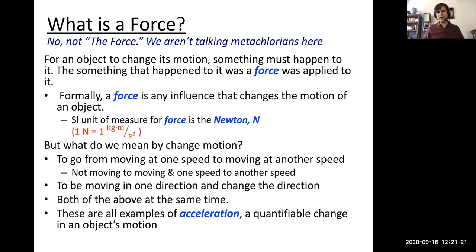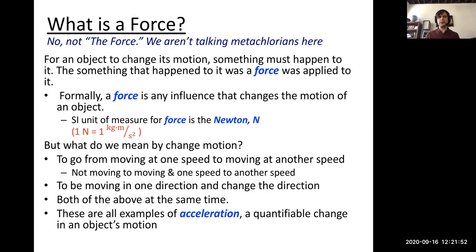So now that we know what a motion is, and we can describe it with terms like velocity and acceleration, all a force is, is something that changes motion. So any influence that changes the motion of an object, whether it's me batting a ball around, pushing on a ball, or throwing a ball up in the air, or if it's gravity, the force of gravity causing it to fall. So a force is anything that changes the motion of an object.